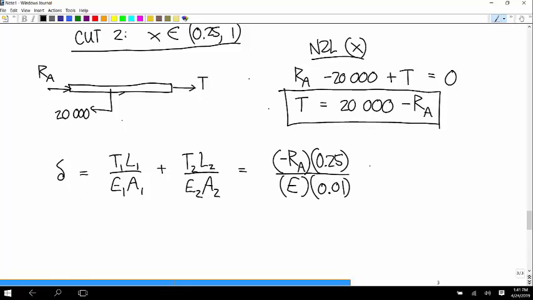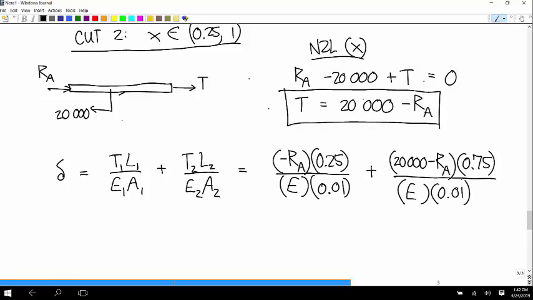And then the elongation for the second piece is the quantity 20,000 minus RA. The length of the second piece is 0.75. We don't know the Young's modulus, so that's just E. And the cross-sectional area is the same, 0.01. Okay, so we have this expression. Now the question is, how do we use this expression for the elongation to give us a constraint equation?